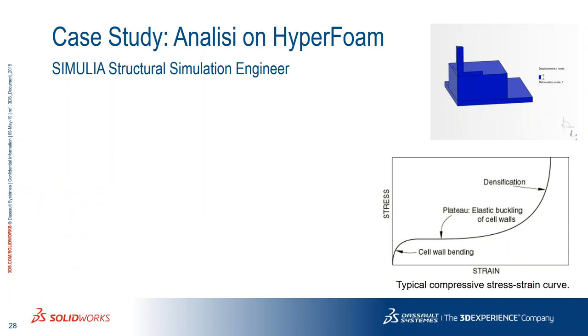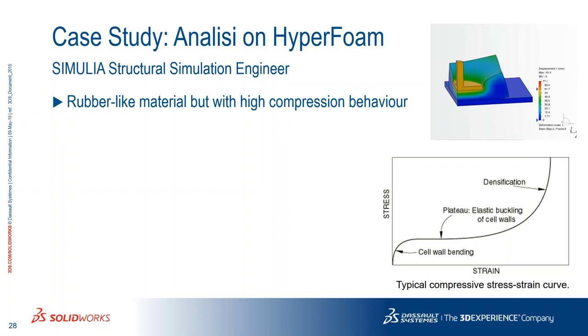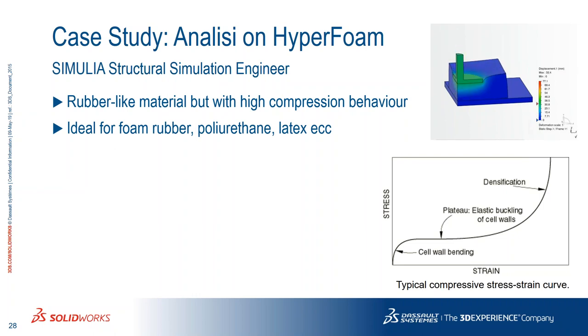Also, just as a bonus case study, I performed an analysis on HyperForm. HyperForm is a very complex material model. It's like hyperelastic, but it's used with higher compression behavior materials, like, for example, foam rubber, polyurethane, latex, and so on. This is specifically exclusive for Simulation Engineer. So we don't have this kind of material model inside Simulation Premium. We have a hyperelastic model, but not HyperForm.